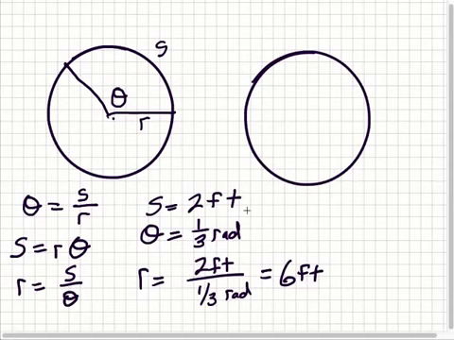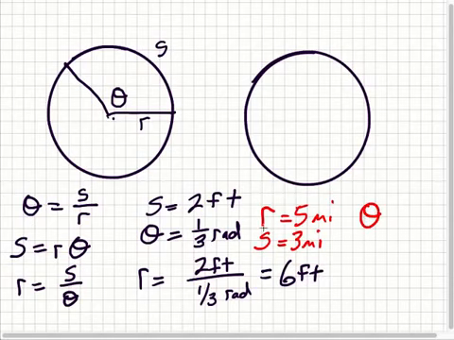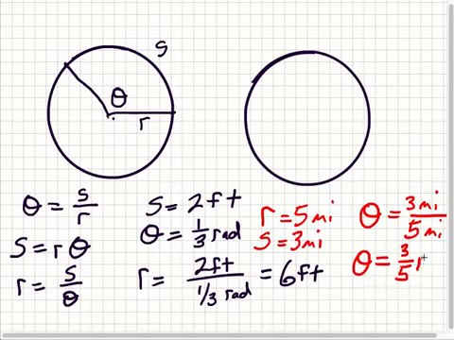Let's try another one. Given a radius of 5 miles and an arc length of 3 miles, what is the angle? Theta, we know from before, is the arc length divided by the radius, and 3 miles divided by 5 miles gives us the fraction 3/5. Theta is 3/5 of a radian. Notice there's no pi here. Pi only shows up when we have angles in terms of pi. In this case, it's just a straight ratio, 3/5.